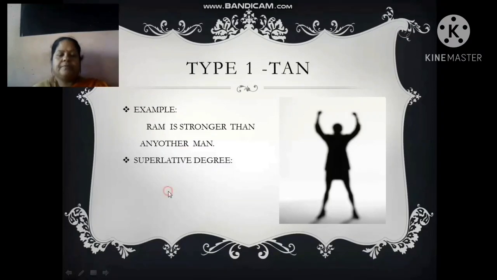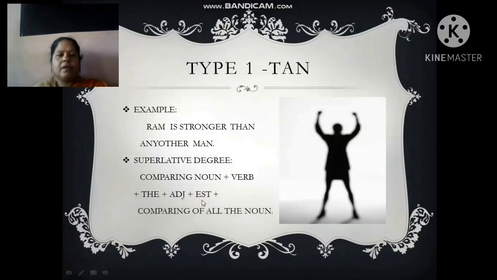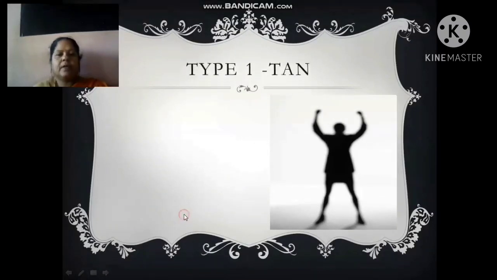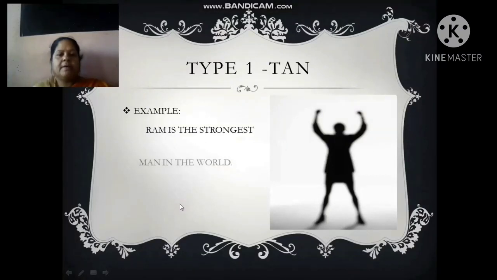Superlative degree. Superlative degree format is comparing noun plus verb plus the plus adjective plus est plus comparing of all the noun. The plus adjective est is the superlative form. Example, Ram is the strongest man in the world.